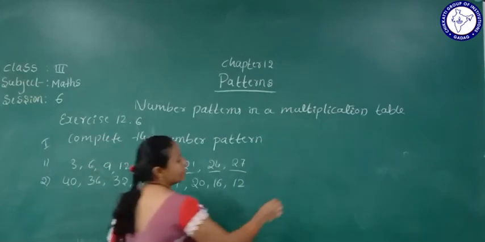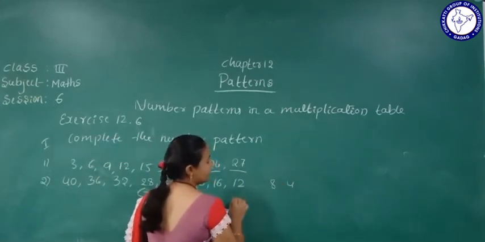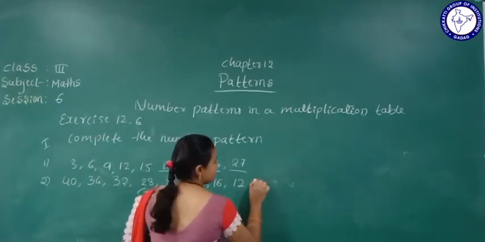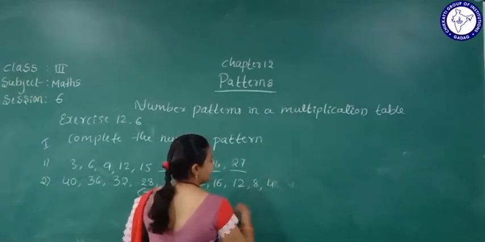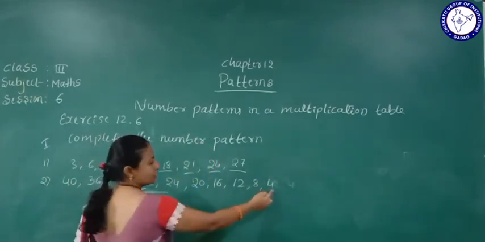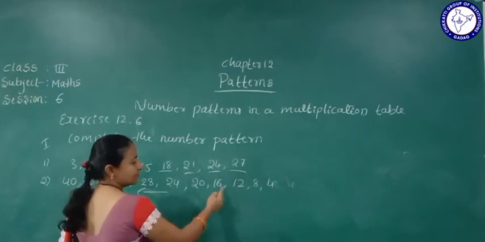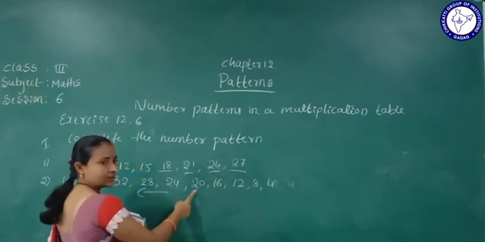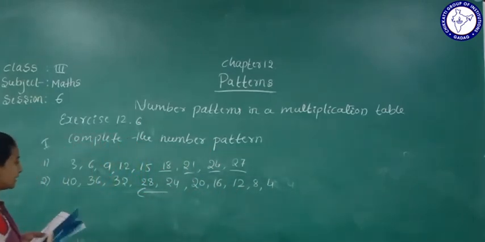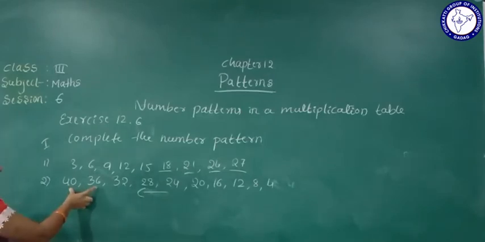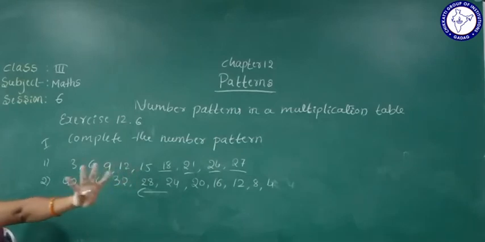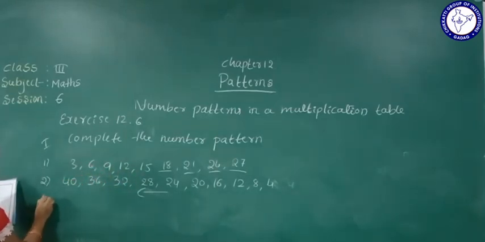4 ones are 4. 4 twos are 8. 4 threes are 12. We can see now that 4 1s are 4, 4 2s are 8, 4 3s are 12, 4 4s are 16, 4 5s are 20. Yes, we can see the table. So how much is added to the previous number here? 4. Yes, okay. Next, third one.